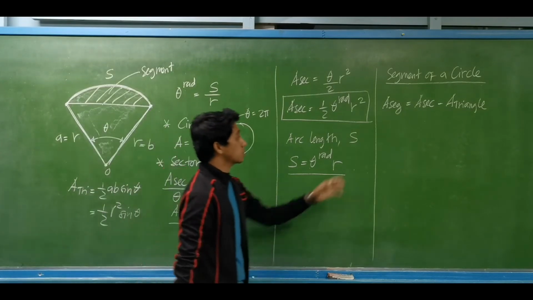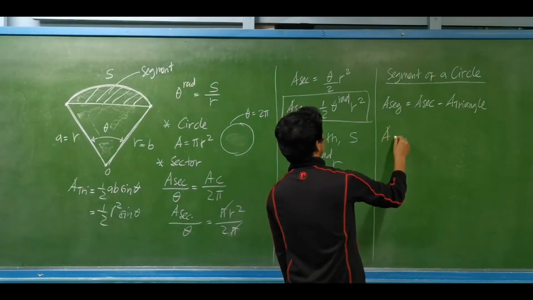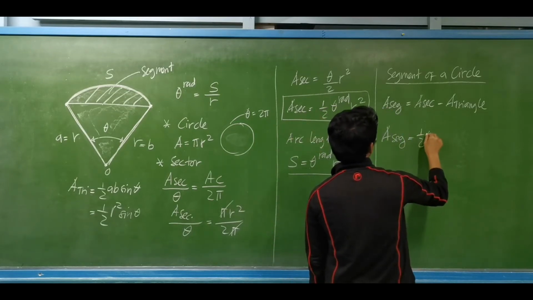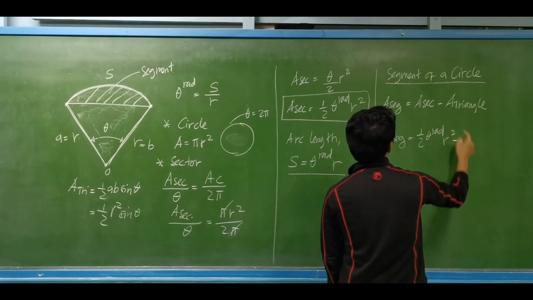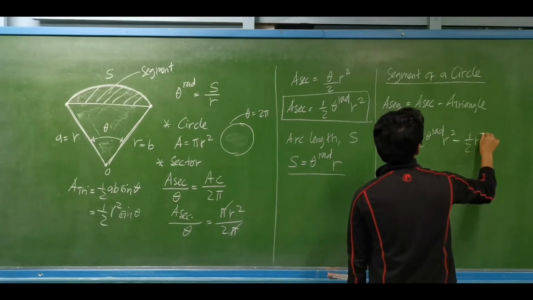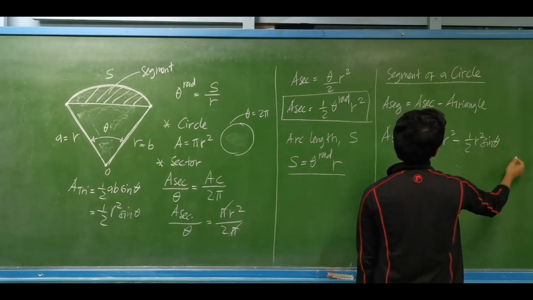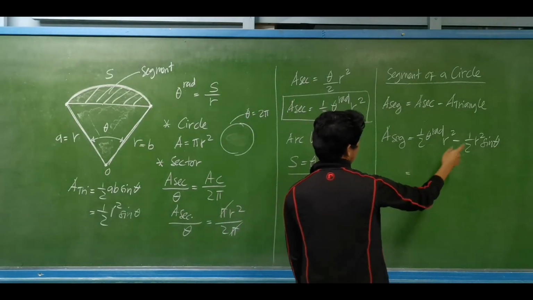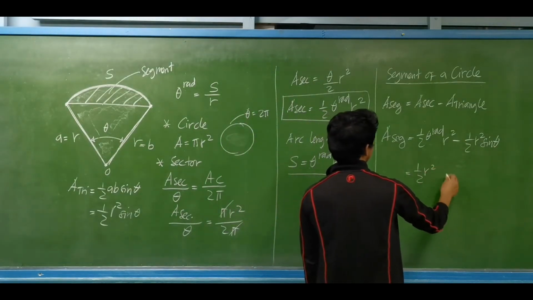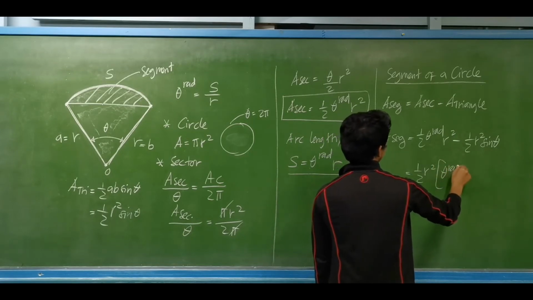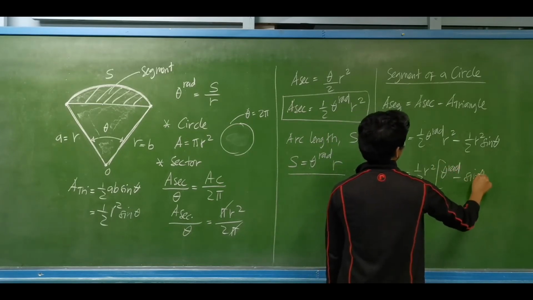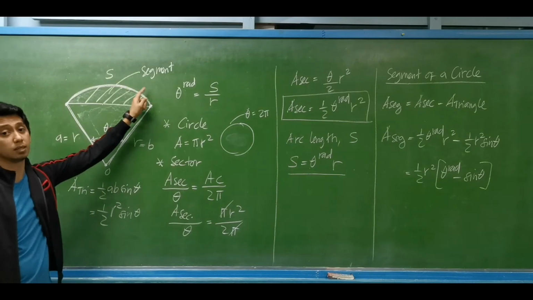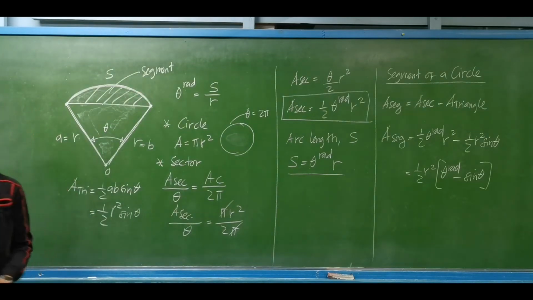So we can simplify this formula for the area of a segment. The area of a segment is equal to the area of a sector, that is 1/2 theta radians, the radius squared, minus the area of a triangle, 1/2 R squared sine of theta. Actually, you can also factor out the 1/2 R squared. This is 1/2 of R squared multiplied by theta radians minus the sine of theta. This formula is applicable for this type of segment. So let's have examples.